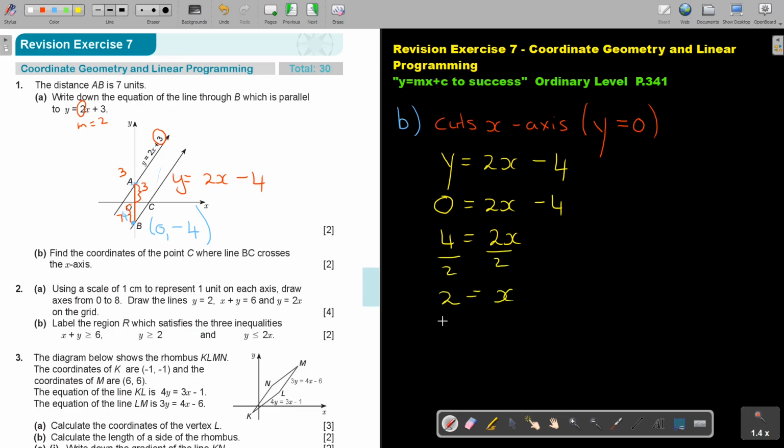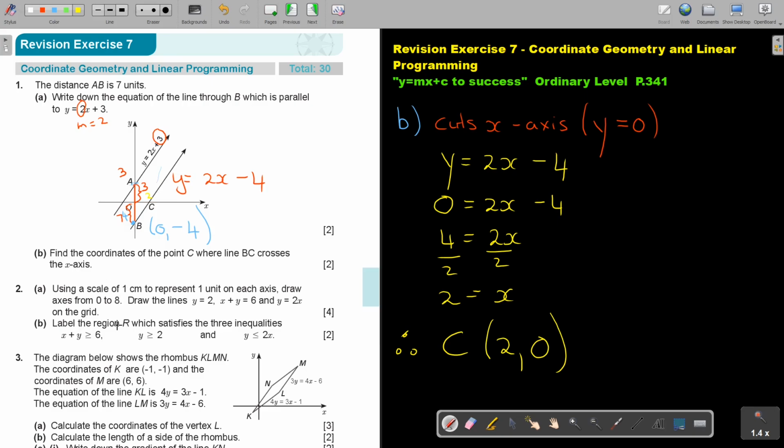So therefore, the value of C, I know it's cutting there at 2, but that's the x value. And the y value, what will be the y value? 0. And that will then be my point C. Okay, that's coordinate geometry. Now I'm going on.